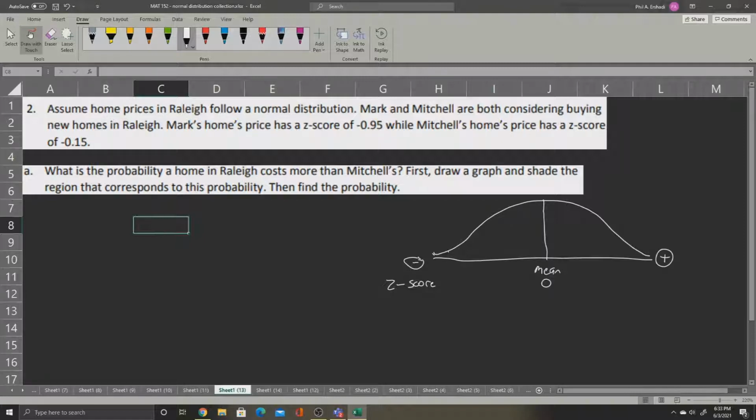Now we are being asked for the probability that a home costs more than Mitchell's. In the question, Mitchell's home price has a z-score of negative 0.15. That's fairly close to 0, and it's slightly negative, so we'll draw it slightly to the left. Now we want the home price to be more than negative 0.15, so we'll shade to the right, because the right is more.